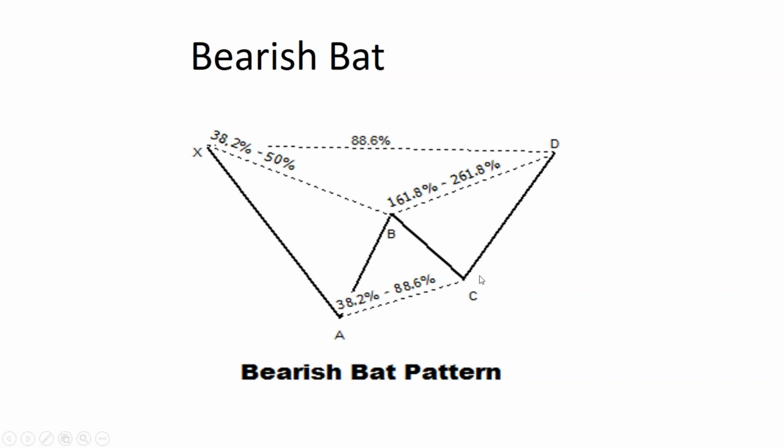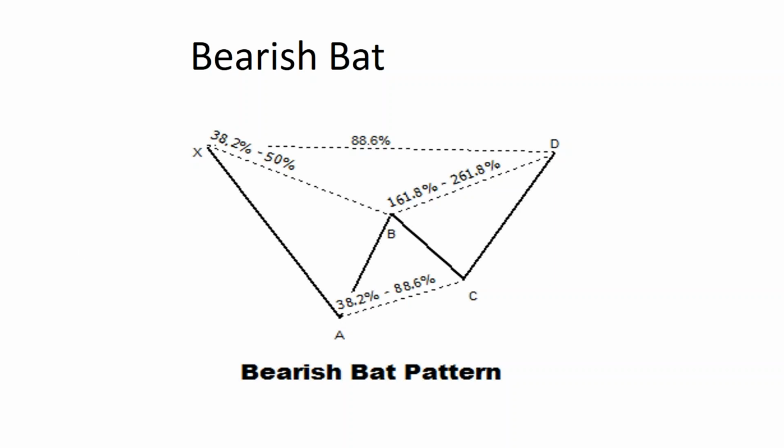Once our higher low is in place, we then get one final push to the top side, giving us our CD leg, which completes into the 88.6% retracement of this initial XA leg, but also into the 161.8 to 261.8 extension of that AB leg. Once we get the confluence between this retracement level and this extension level, then we have the completion point for our pattern and the level at which we can sell. So that's the bearish version of the pattern.